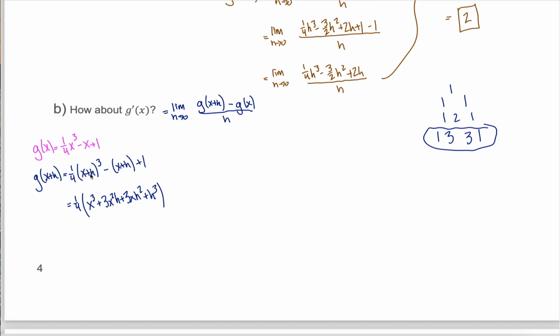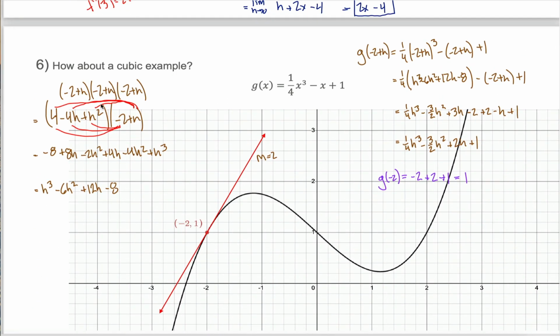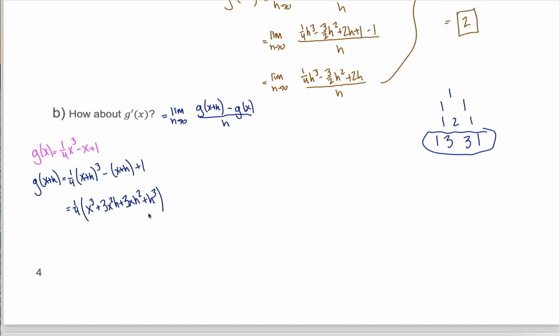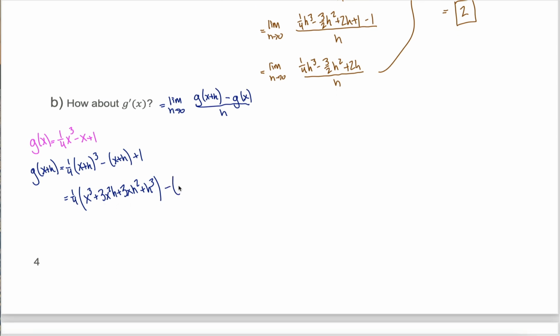If you ever needed to figure out x plus h cubed, which, side note, you might have to do once in the homework, but I'd never test you on that because it takes forever, what you'd probably do is just go through this exercise again. Anyways, this is not g of x plus h. We've just looked at this first term here. We still have to subtract x plus h and then add 1.